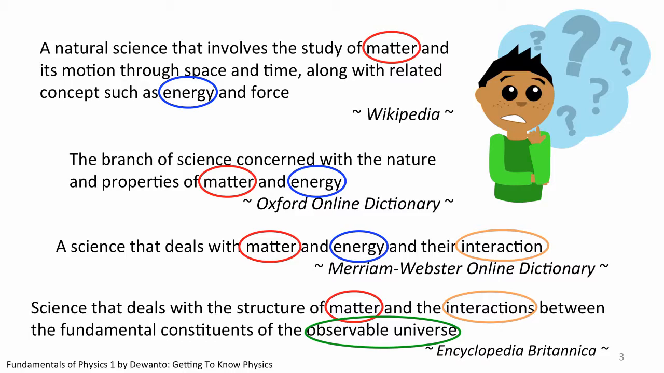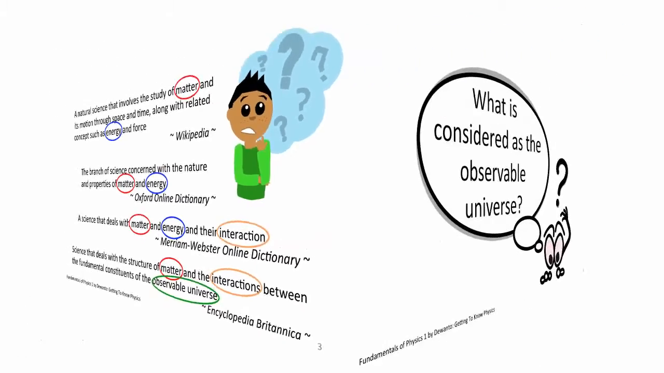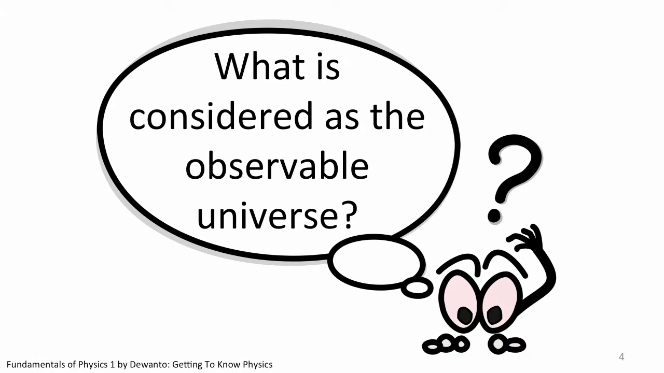And talking about the observable universe, this begs another question, doesn't it? That is, what is considered as the observable universe? How small or how big is this observable universe? And if it is observable, we should be able to put numbers to it, shouldn't we?